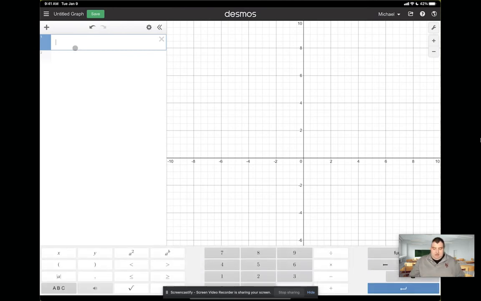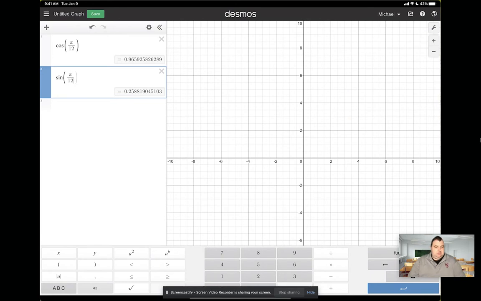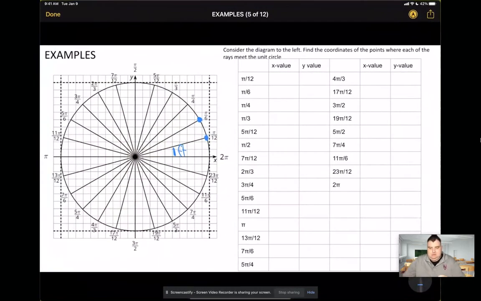So the x value for this first one is going to be cosine of pi over 12. And then the y value is going to be sine of pi over 12. So I'm just going to go 2 decimal places. So we'll say that's 0.97 and 0.26.